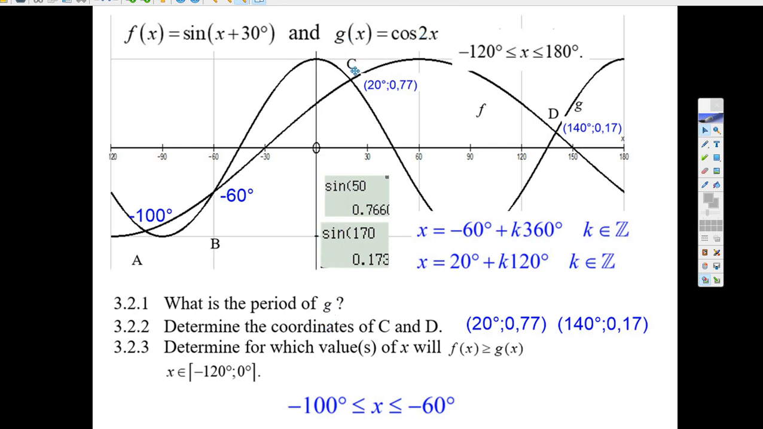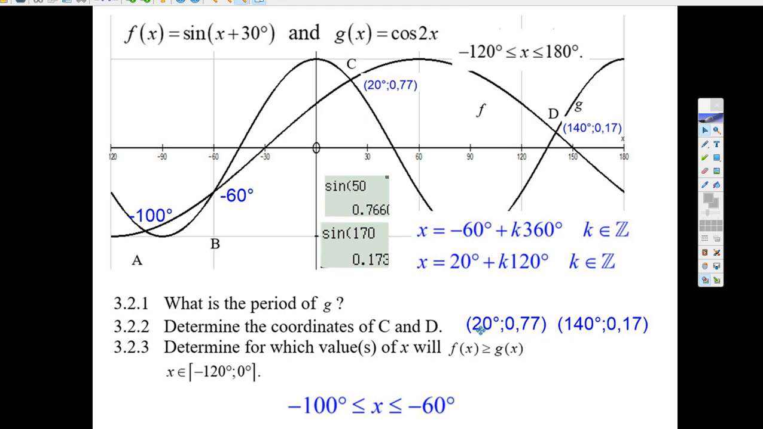Now, what are the coordinates of C and D? Well, I can see that this is less than 30 degrees. That's where the two equations, cos 2x and sine x plus 30, cross each other. That's where they equal each other. So that answer of 20 degrees is one of the answers. And the other answer is D here. Look, it's between 120 and 150. It looks like it's about 140 degrees.